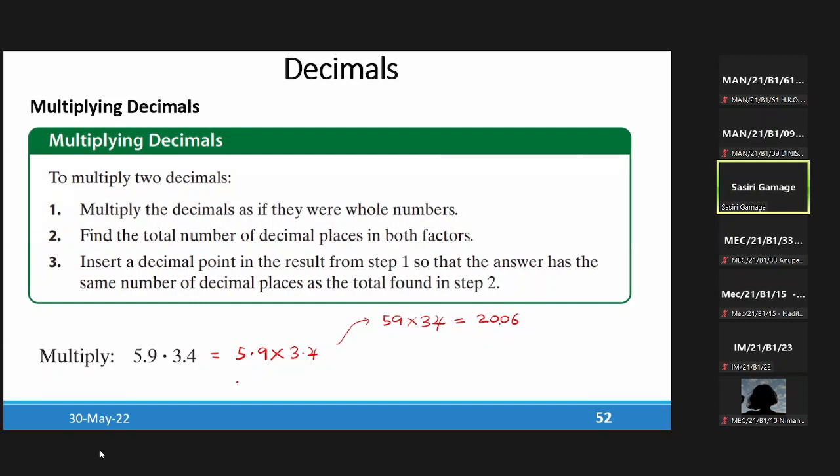Here we have two decimal places in both numbers. Then we keep these two decimal places and we get the answer as 20.06. Is that clear?